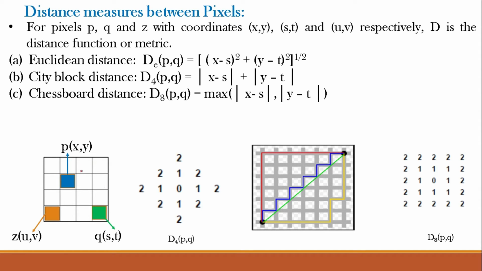So as this is the second pixel of second row and second column, the value of p of xy is equal to 2.